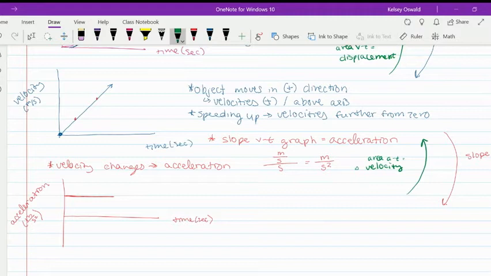Something else I want to point out here is notice how our velocity and our acceleration are both positive values. Okay? That tells us that it's speeding up. So when our velocity and acceleration are the same sign, that tells us that we are speeding up.